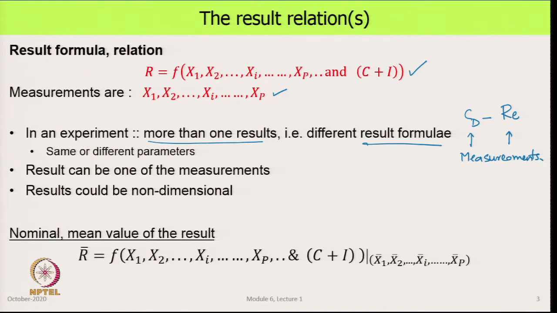It is also possible that the result could be one of the measurements itself. So, if you are trying to measure something and we say that, look, this is my final requirement, that becomes the result.